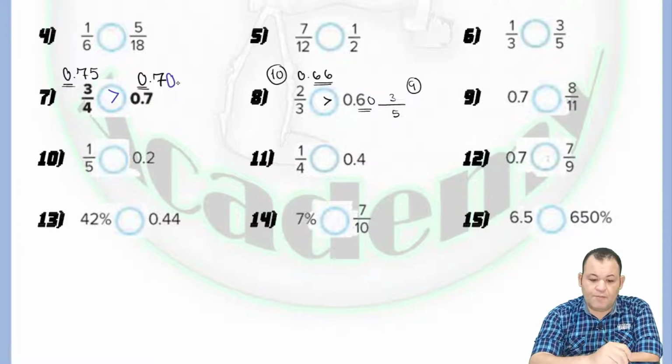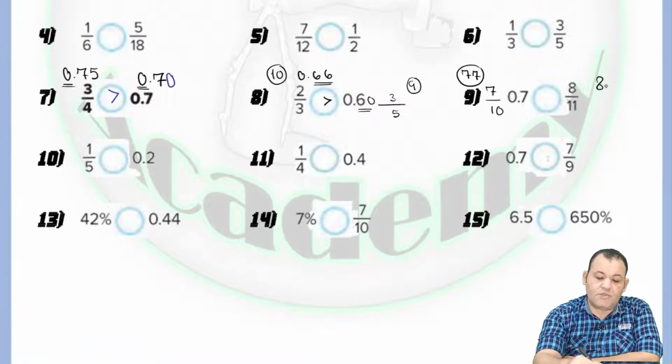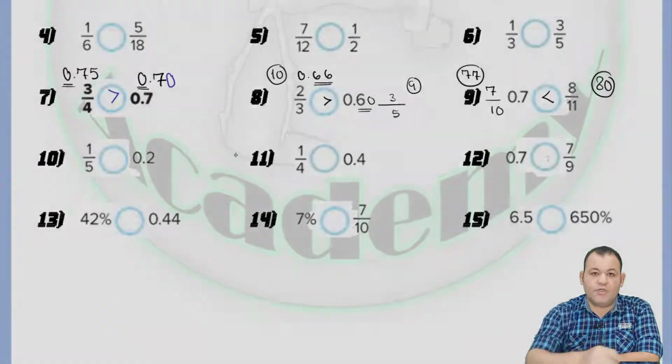Now for question number 9. We have 0.7 and 8 over 11. If you look at 8 over 11, you can convert it to a decimal, but we have here 0.7, which equals 7 over 10. Now we can cross multiply. 11 times 7 equals 77, and 10 times 8 equals 80. You will find that 80 is greater than 77, so 8 over 11 is greater than 0.7.